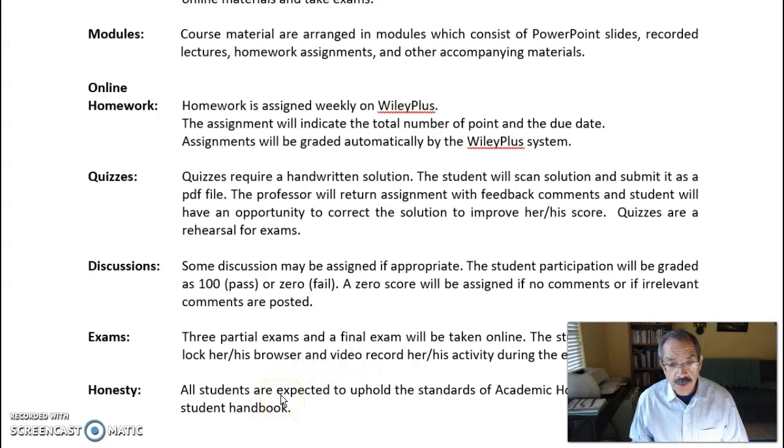In terms of honesty, I will ask you to uphold the standards of academic honesty as stated in the student handbook. That means that you will solve the homework yourself, the quizzes yourself, and of course the exams yourself. Although for quizzes and even for online homeworks, I don't mind if you want to work with someone else, you should submit your own homework solution and your own quiz solution. For the exams, it will be yourself who will be solving the exam.